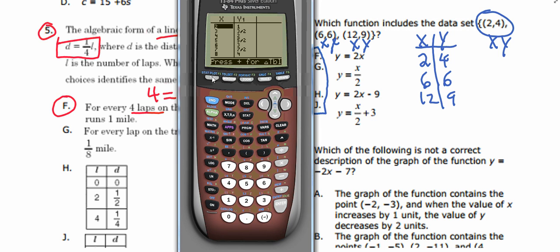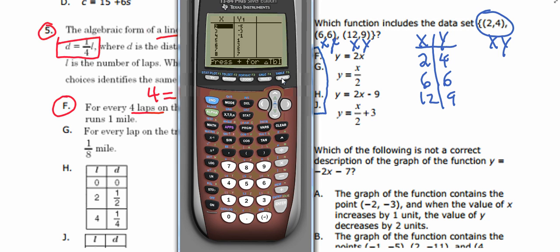Okay, let's go to answer choice H. Clear this one out. We have 2x minus 9. Go to our table. Looking for second in the graph button. At 2 it's negative 5, certainly not 4.